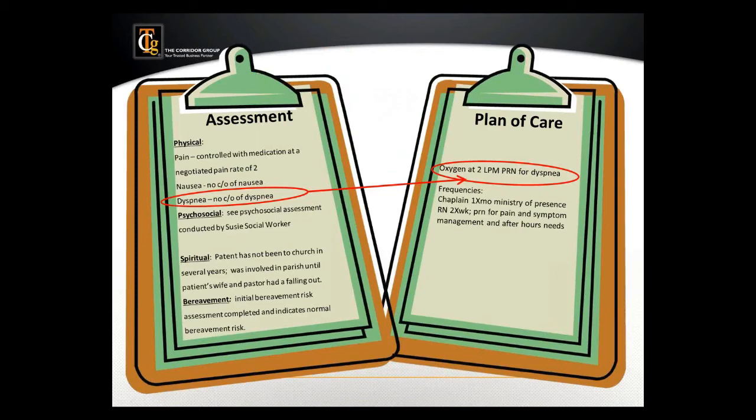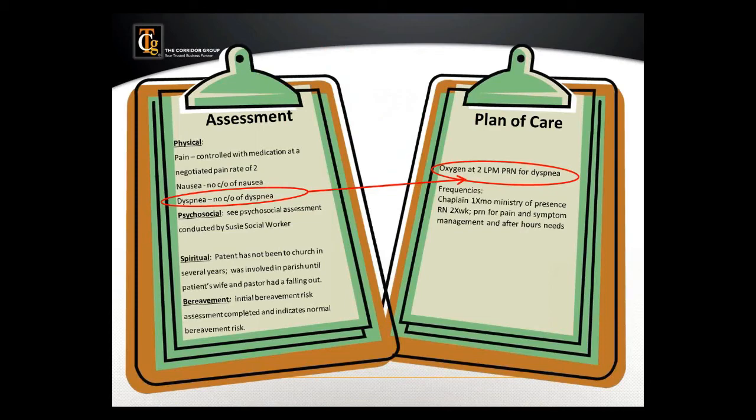And these frequencies need to change, what you're doing, all of your interventions need to change as a patient's condition changes. On the spiritual side, we might see a note that says the patient has not been to church in several years. They were involved in the parish until the patient's wife and pastor had a falling out. And then we see on the plan of care 1 time a month for ministry of presence. What does that really mean? And based on the patient's condition, is 1 time a month enough? Maybe you need to go 2 times a week for the first week, and then 1 time a week, and then maybe adjust your frequencies after that. Those are some of the issues that the surveyors are seeing.